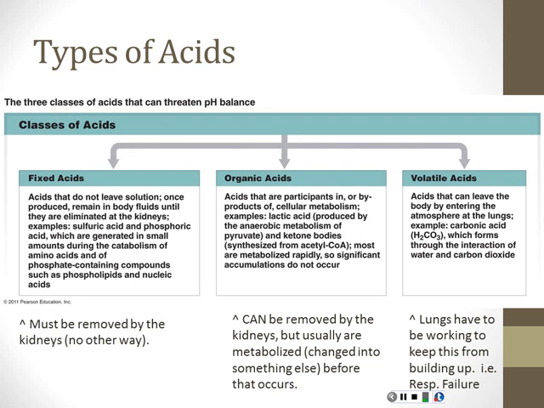So fixed acids, the kidney has to get rid of. Volatile acids, the lungs get rid of. And organic acids are usually intermediaries in metabolism. In other words, they're not finished yet. They haven't been fully processed. Or they'll end up one of these in the end. All right.